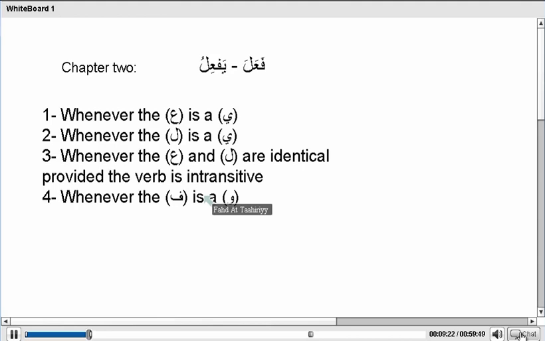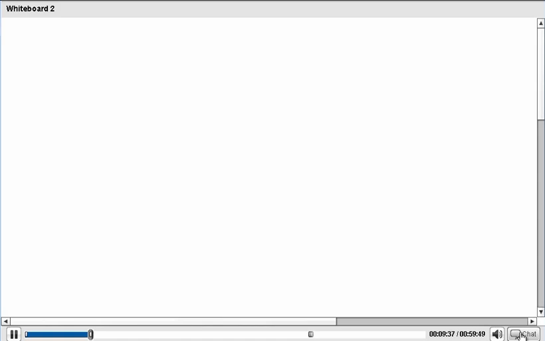So let's go ahead and take these one by one. We take the first one, which is whenever the ain is a ya. And then we're going to bring a number of root letters, and we're going to work with them insha'Allah ta'ala.